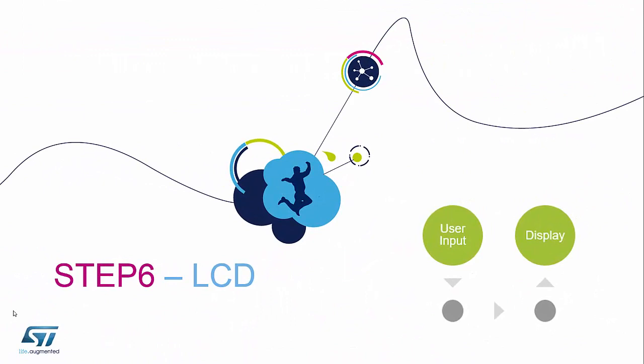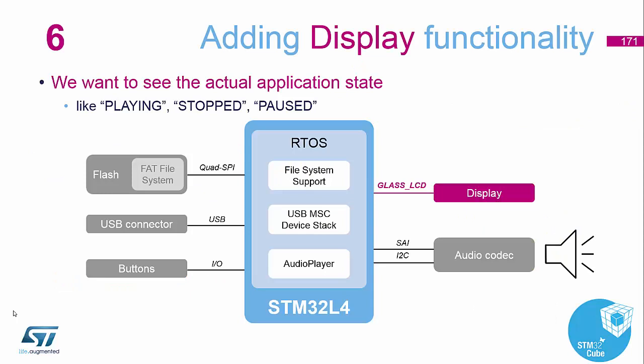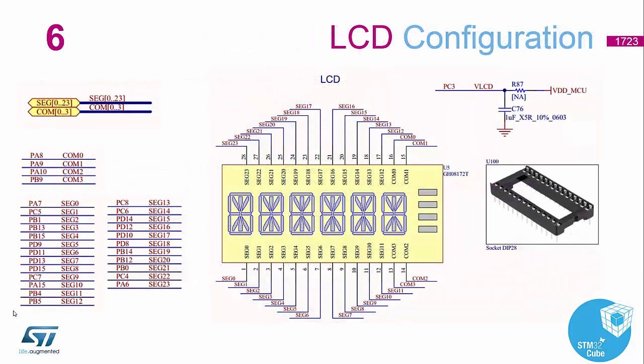So finally, the last item to add is the LCD display, the segment LCD display, so we can see what mode we're in, play, pause, or stop. So this is going to be driven directly out to the glass LCD on the discovery board. So here's our hardware configuration for the segment LCD. There are lots of pins here to configure to drive all the different segments of our display.